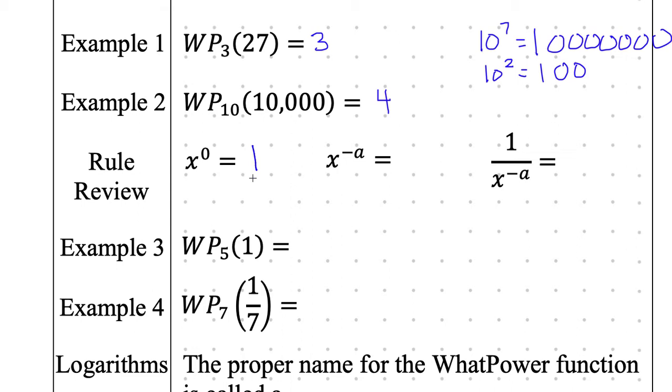What if I want to get rid of a negative exponent? How would I get rid of this negative exponent? X to the power of negative a is what?